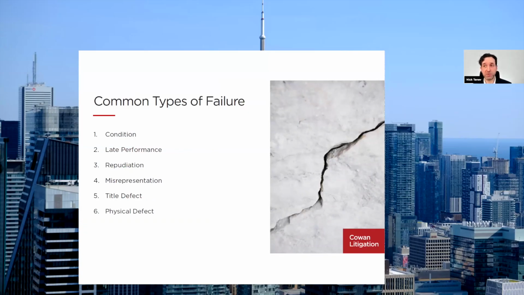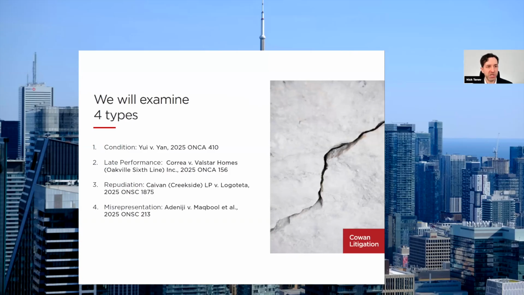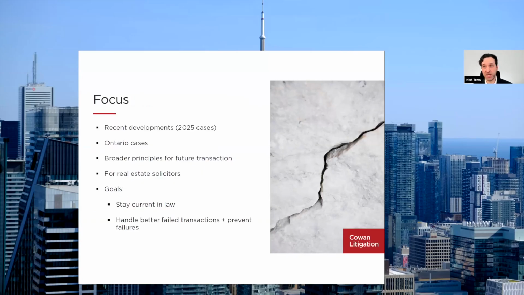Now, in this webinar, we will just cover the first 4 due to time constraints, but there will be another webinar for number 5 and 6 because those are also more complicated and nuanced topics, so they deserve more time. So we're just going to be covering the first 4 in this webinar. And we'll be covering 1 case for each of them. And all the cases are recent cases, 2025 cases. They are Ontario cases. And although we'll be looking at specific cases, we'll be taking the principles and lessons from those cases, and looking at how those principles apply to the broader transactions and any future transactions you might encounter. So we'll be looking at the broader principles as well.